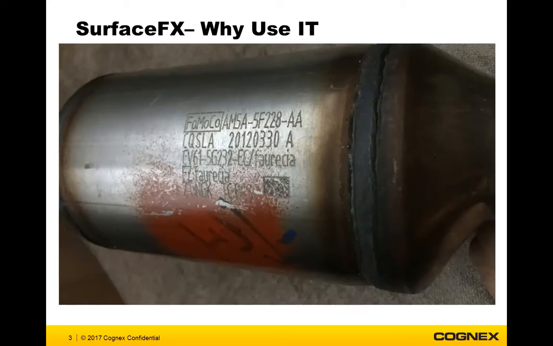Here's another example. If we take a look at this, we have some dot-peened characters on a piece of metal. What SurfaceFX can do is extract those indentions and make them a bit clearer. Also, if you notice on this, there's a little bit of noise in the background. You see a little bit of red. It's also on a curved surface, and that makes it a bit difficult to see.